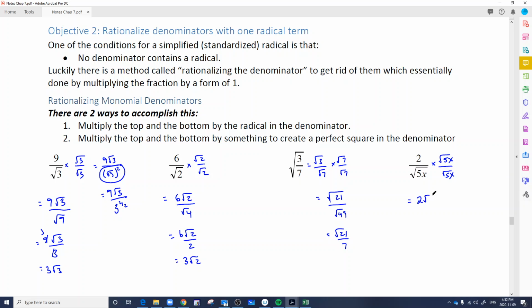You end up with 2 times root 5x all over. And again, you can just write 5x here if you're ready for it. If not, you could multiply and get 25x squared, and then you can simplify it. You've got 2 times root 5x all over 5x. And then look to see if you can simplify the rational numbers in the end. And of course, x cannot equal 0, and it actually has to be greater than 0.